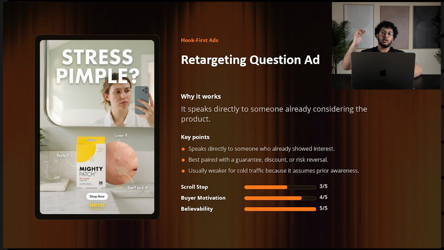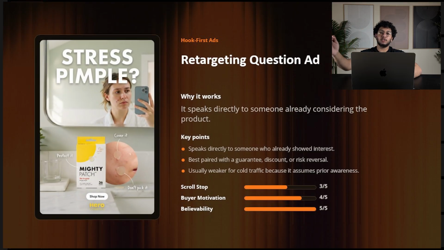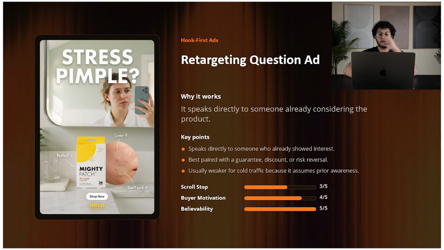Next is the retargeting question ad. This is B tier. A line like still thinking about better sleep works when someone already knows the product. This makes it very useful for retargeting, but it's much weaker on cold traffic. If someone has never seen the brand before, the question has no context. So I like it as a warm audience ad, but as a standalone static format, it's situational.